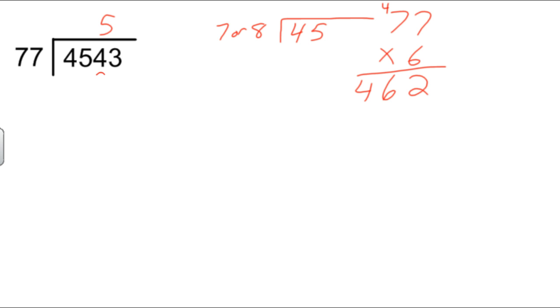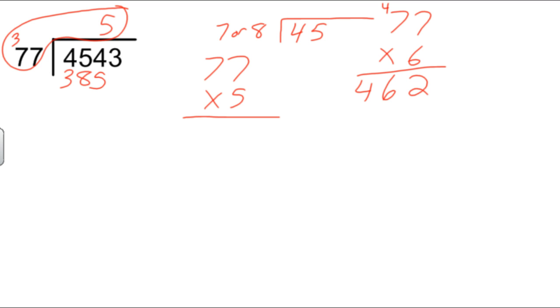5 times 7 is 35. Carry my 3. And 5 times 7 is 35, plus the 3 is 38. Now, when I just did this multiplication here, some of you might not do it the way I did it there. You might have to do it on paper, multiplying it out this way to get your 385. Okay, everyone does it a little differently. So your process, the way you do it, works as long as you get 385.